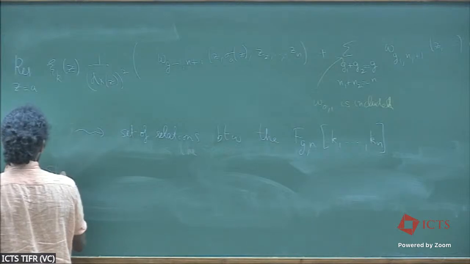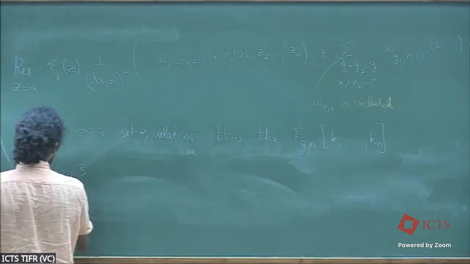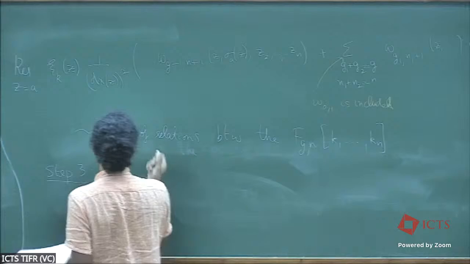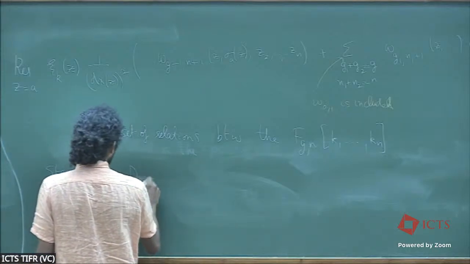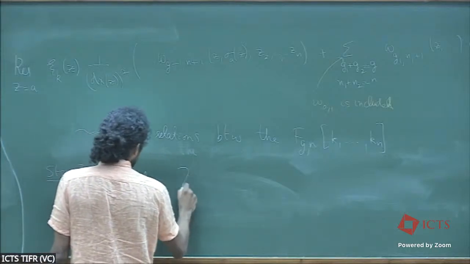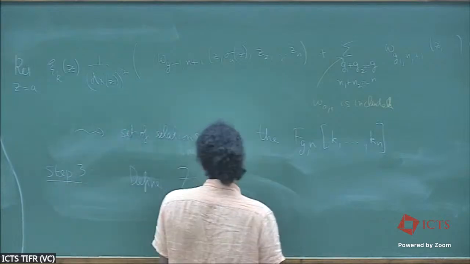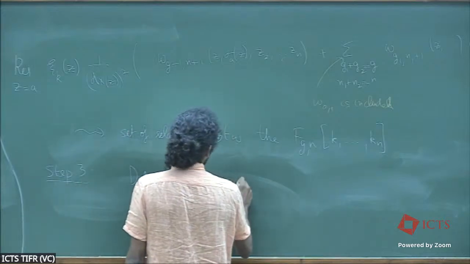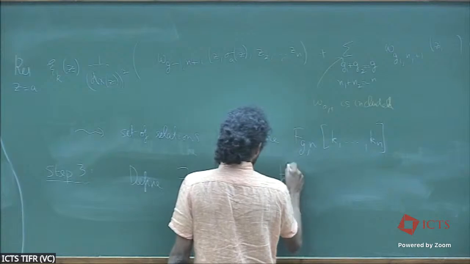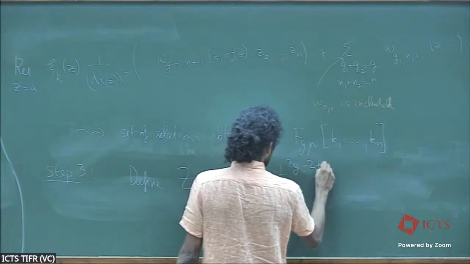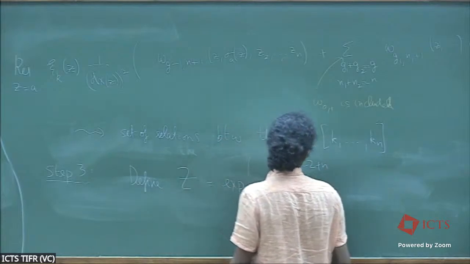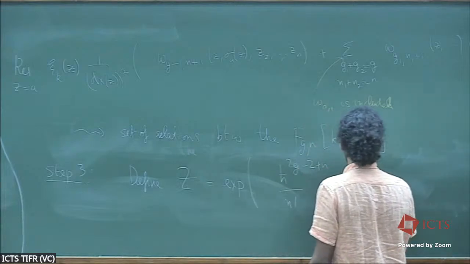So maybe the last step to conclude this proof is, well, I'll define my Z, which I want to be my Airy structure partition function, the exponential of a sum of h bar to the 2g minus 2 plus n, over n factorial. Basically a generating function of these F g,n, okay?